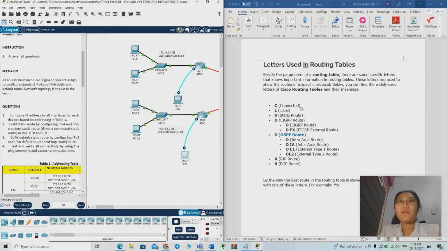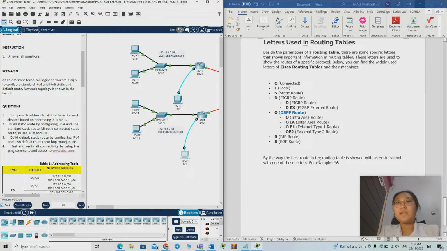C is for connected, L is for local, S is for static route, D is for EIGRP route, and D EX is EIGRP external route. O means OSPF route. O can also be an intra-area route, O IA is inter-area route, O E1 is external type 1 route, and O E2 is external type 2 route. R is for RIP route, and B is for BGP route.